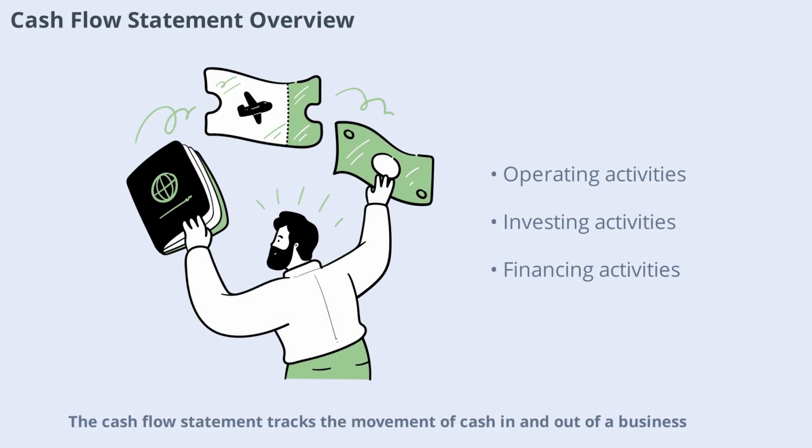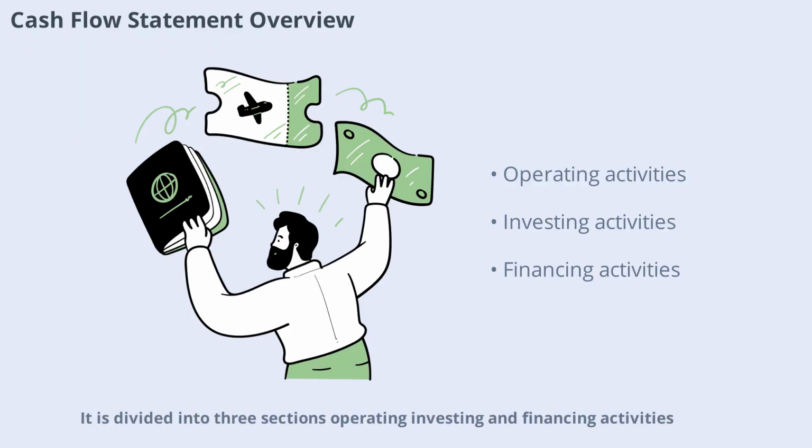The cash flow statement tracks the movement of cash in and out of a business. It is divided into three sections: operating, investing, and financing activities. Operating cash flow shows the cash generated from core business operations. Investing cash flow reflects purchases and sales of assets, while financing cash flow covers borrowing and repayment of debt and issuing equity. This statement helps stakeholders understand how a company manages its cash, which is critical for maintaining liquidity and funding future growth.